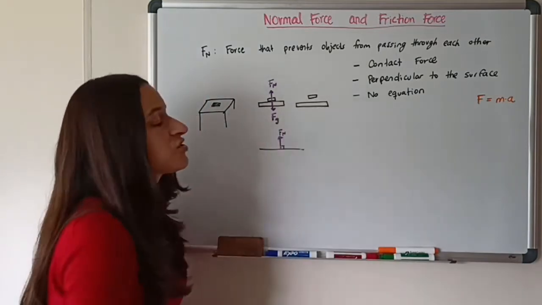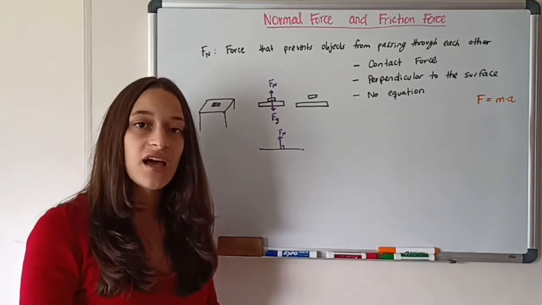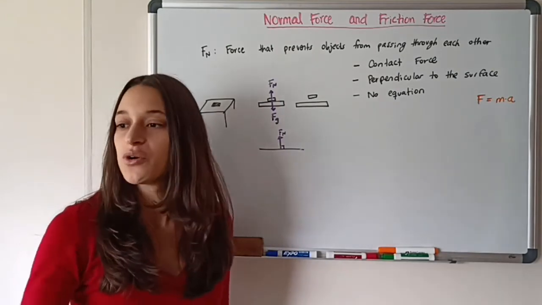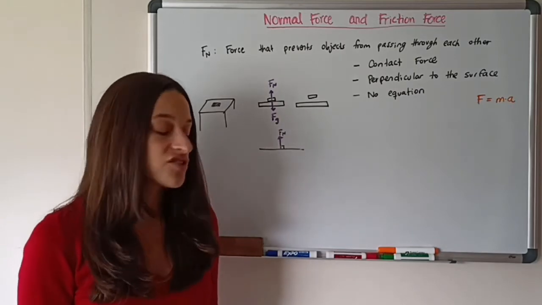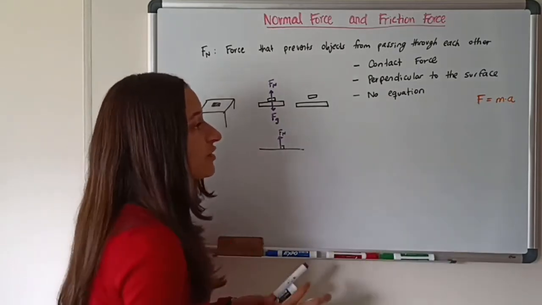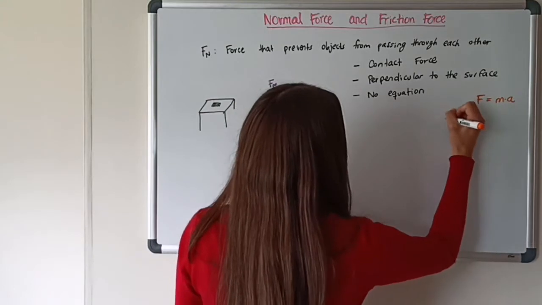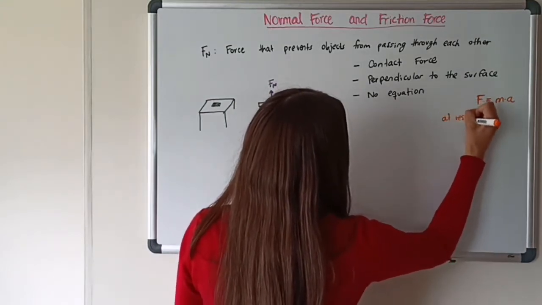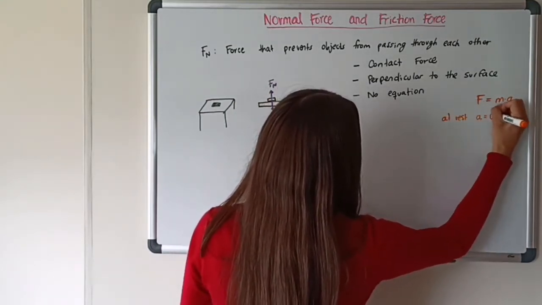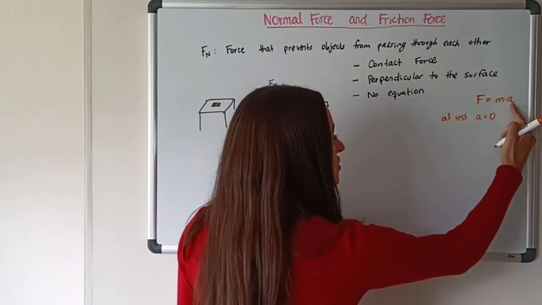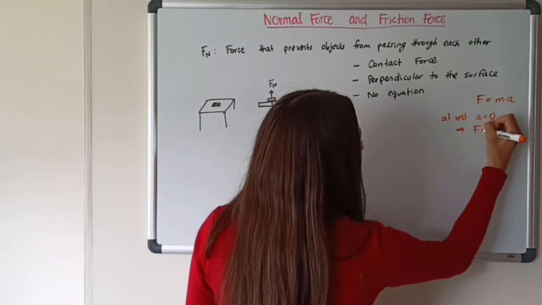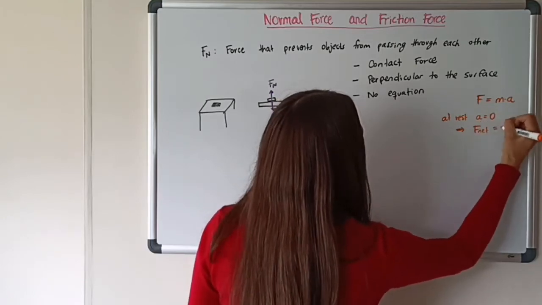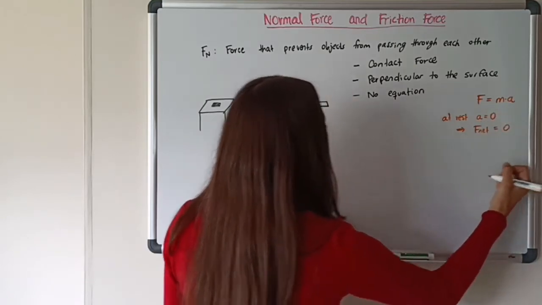So when there is just a book lying there, something lying on a surface, your phone on your desk, it's not moving at all. So its acceleration is 0. So at rest means that the acceleration equals 0. And if the acceleration is 0, m times 0 will be 0. So this means that the net force, the total force acting on the object, has to be 0.